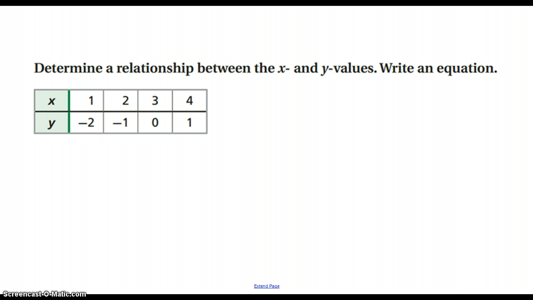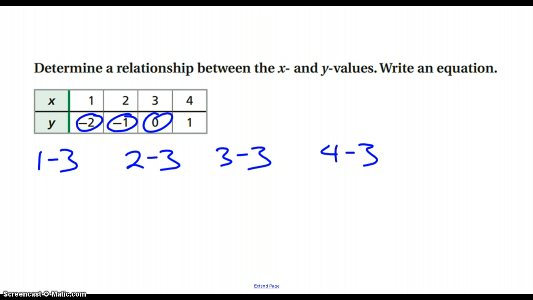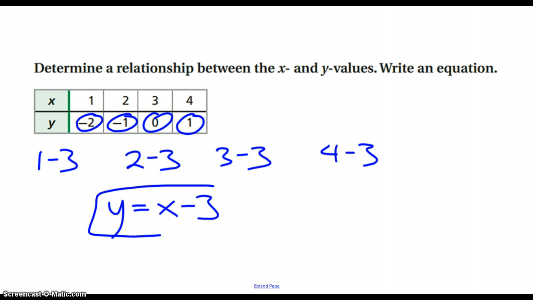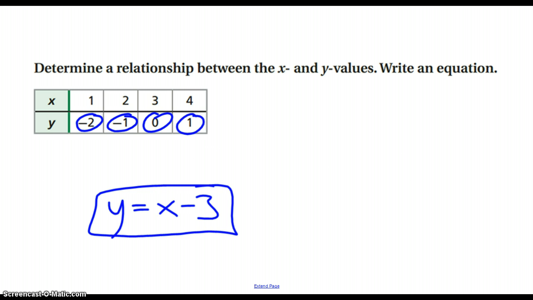So maybe it's 1 minus 3, because 1 minus 3 gives me negative 2. Alright, so that works for that one. How about 2 minus 3? Well, 2 minus 3 does give me negative 1. Let's see if it works for the next one. 3 minus 3, yes. And 4 minus 3 gives me 1. So our rule to get from X to Y, we could write Y equals X minus 3, and this would be our equation. So we'll have some fairly easy relationships to work with in this section.